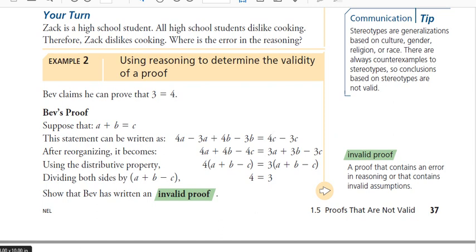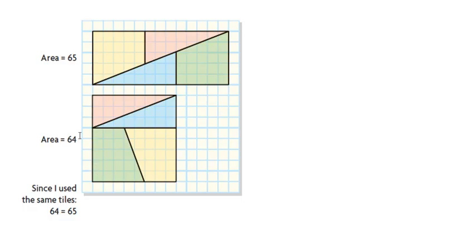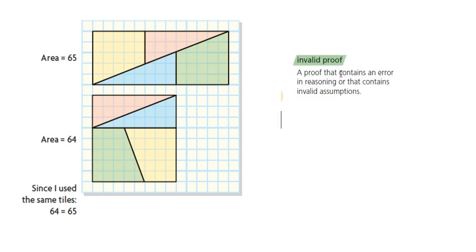Okay, so I'm going to clip this over, and let's copy this down into your notes. Just take 10 or 15 seconds and copy this down right here into your notes. What is an invalid proof? An invalid proof is a proof that contains an error in reasoning, or that contains invalid assumptions.